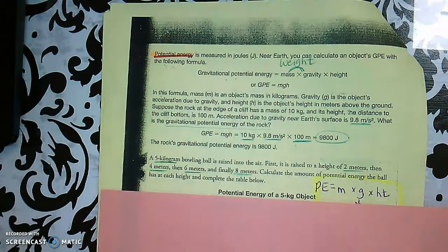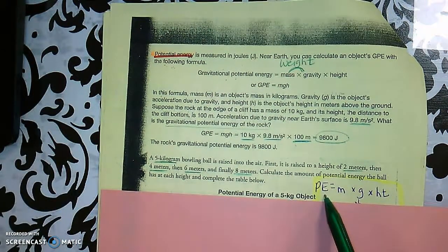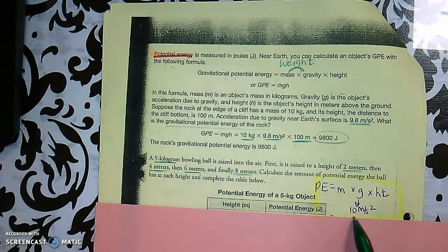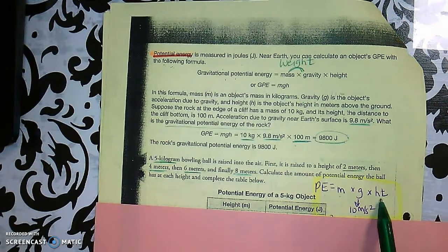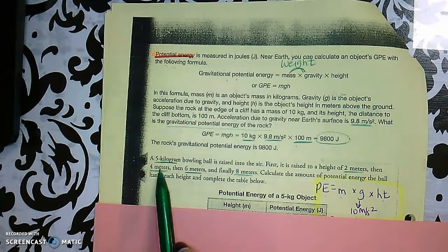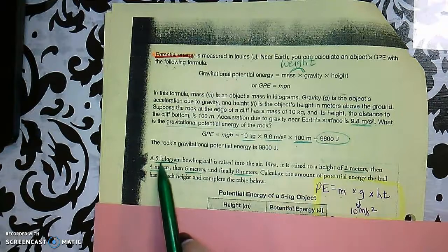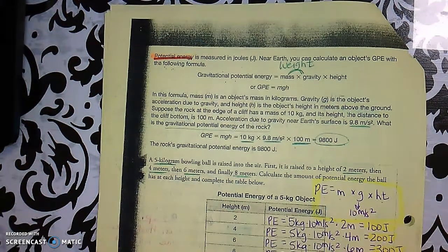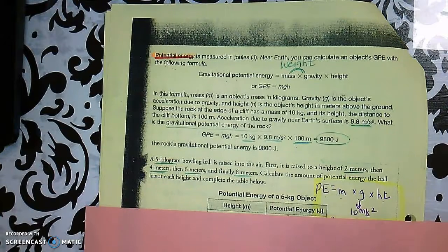So to solve this, you're going to use this formula, potential energy equals the mass. Then we've got gravity's number. We're going to use 10 meters per second squared, knowing the high school number is 9.8. And then we're going to do the height. And remember, the height is what is changing here. The mass is constant of 5. So you're going to show your work here, and then you're going to solve. Go ahead and do that, and then we will plot our points.